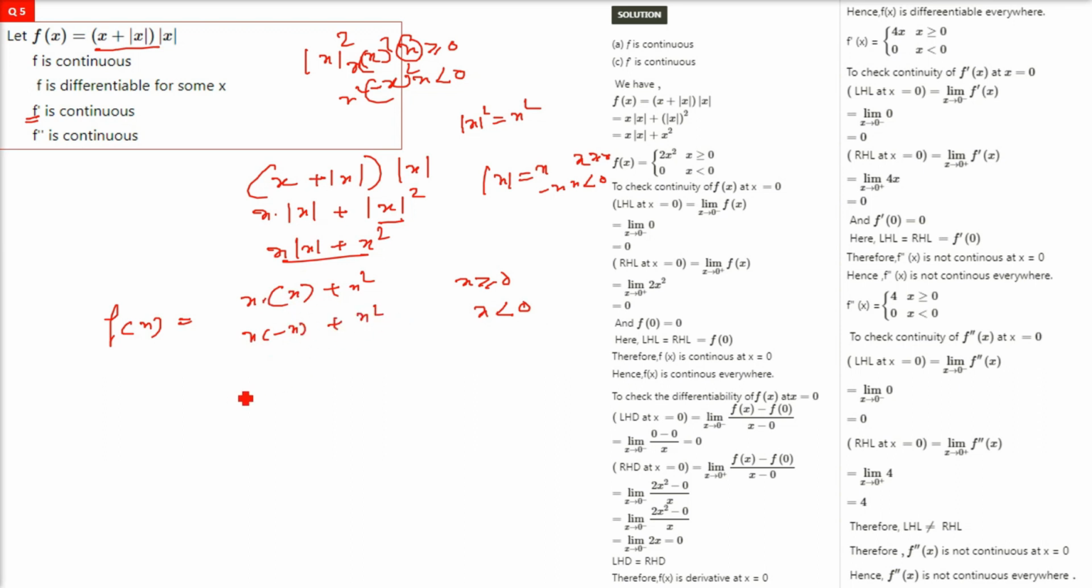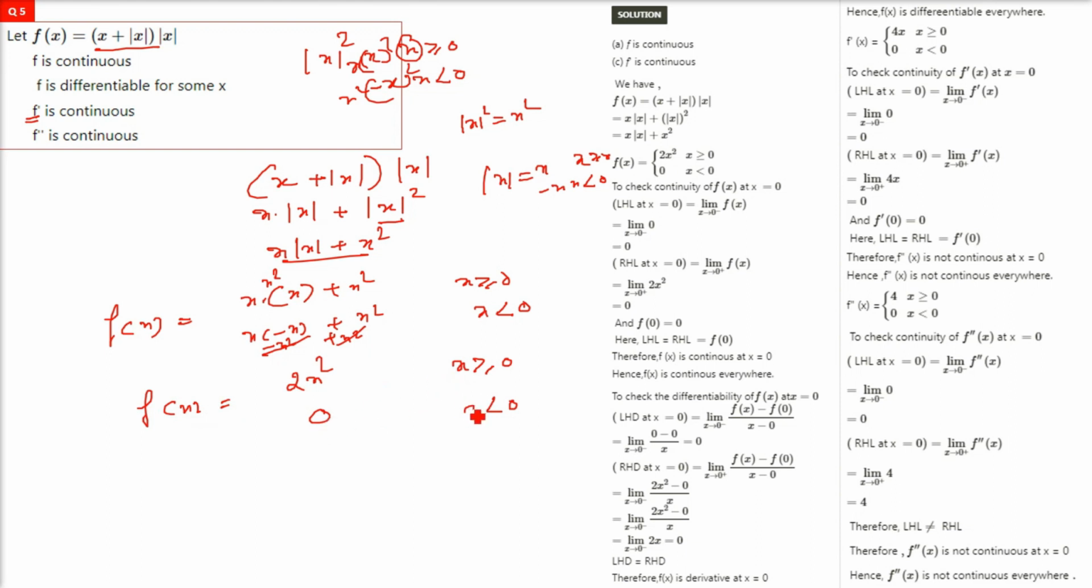So this is x into x will be x square plus x square is 2x square, so x is greater than or equal to 0. When x is less than 0, what do you get? x into minus x is minus x square plus x square. These both get cancelled, you get a 0. So f(x), this is the final f function which we have to use.